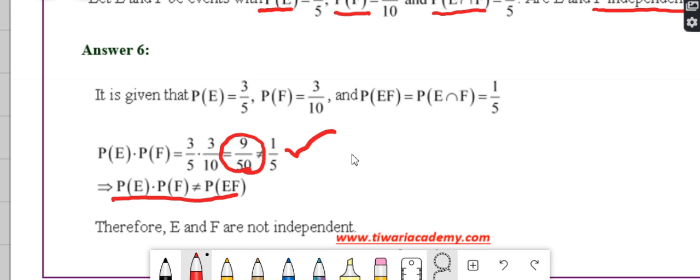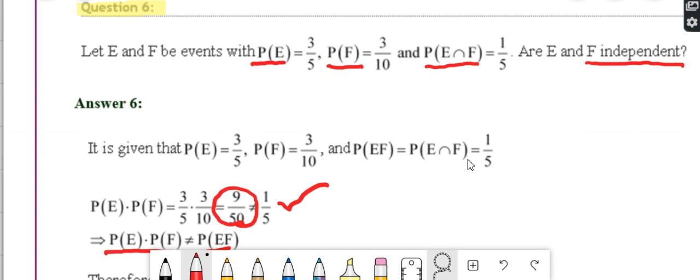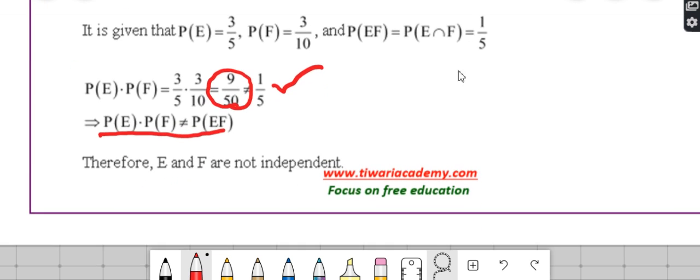Purposely I selected this question, so there is no confusion. It is not necessary that it will always be an independent event. So that you do not start thinking that only independent events come every time, so it is not necessary.